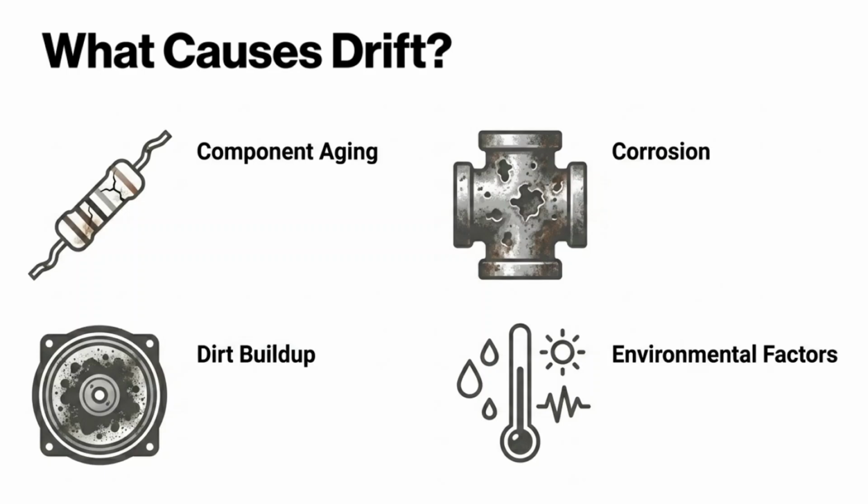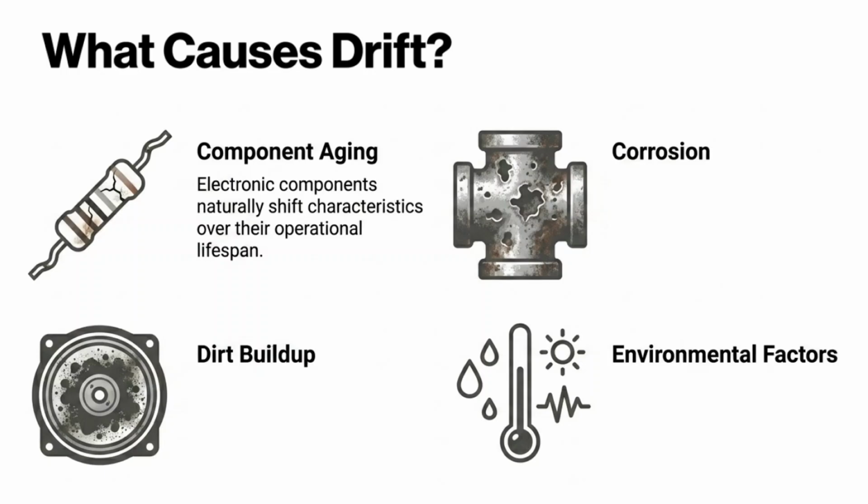So, what's actually causing this? The slide lists the main culprits, and they are worth going through one by one. Component aging. This is a big one. Every electronic component has a lifespan, and as it ages, its characteristics change slightly. Resistors drift, capacitors drift, reference voltages drift. It's just physics.